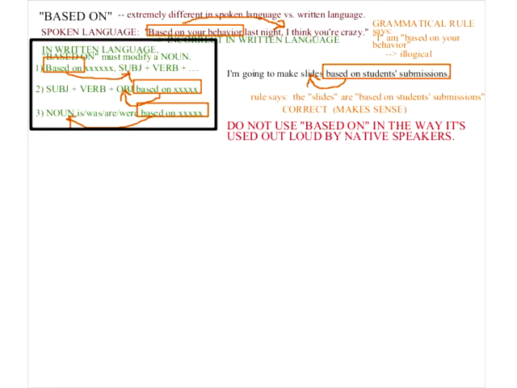You could type it as, like, "From your behavior last night, I think you're crazy." That would be a correct version of that sentence. "From your behavior last night, I think you're crazy," or "I conclude that you're crazy," or "Your behavior last night causes me to think you're crazy." There are a whole lot of ways you could fix that.